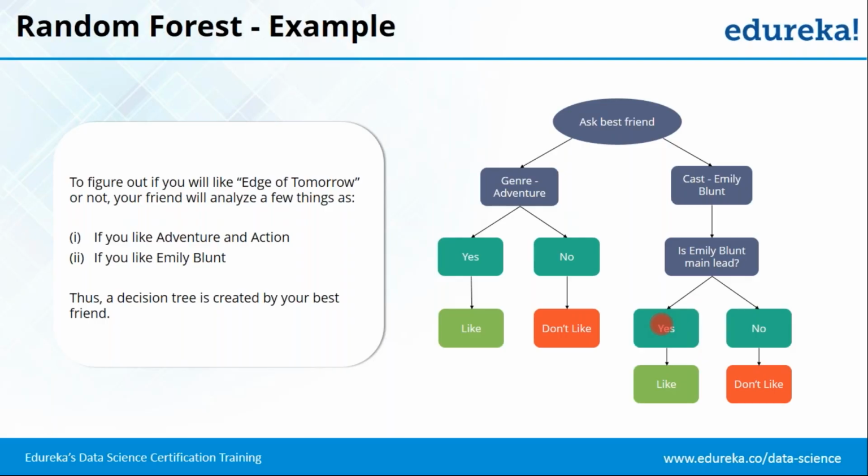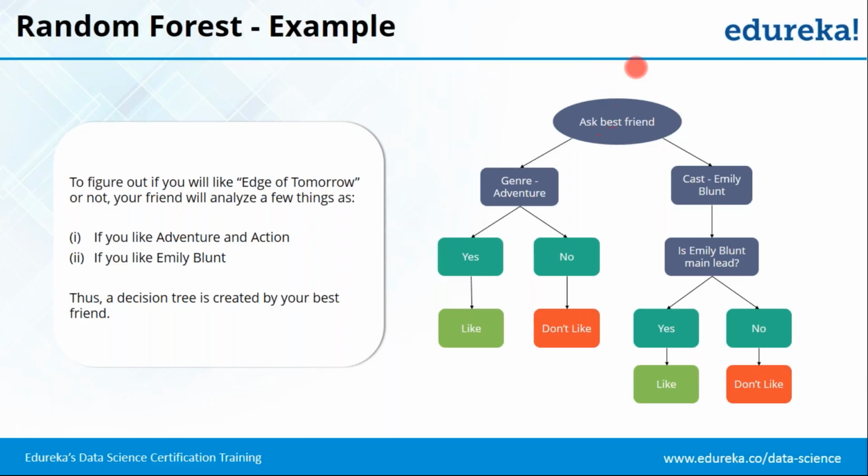Because Edge of Tomorrow has Emily Blunt in the main lead cast. So, if you say, oh, I do not like Emily Blunt, then again the probability reduces that you would like Edge of Tomorrow too, right? So this is one way where you have one decision tree, and your final outcome, your final decision, will be based on your one decision tree, or you can say your final outcome will be based on just one friend.